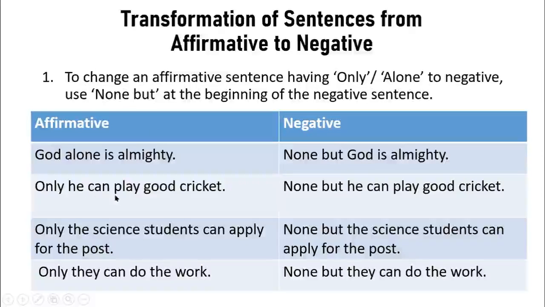Only he can play good cricket. None but he can play good cricket. Only the science students can apply for the post. So here we have only, we have to use none but at the very beginning of the sentence. None but the science students can apply for the post. Only they can do the work. None but they can do the work. Very easy and very common.